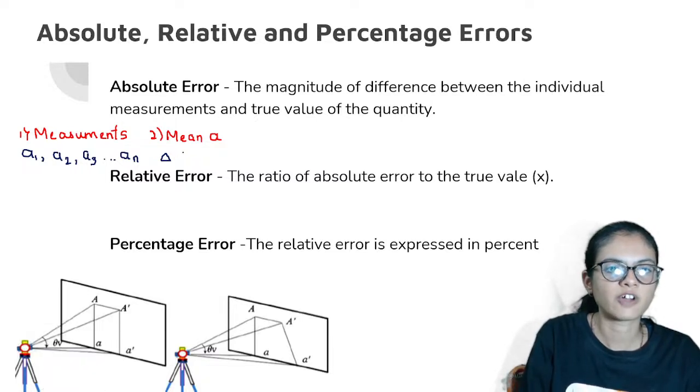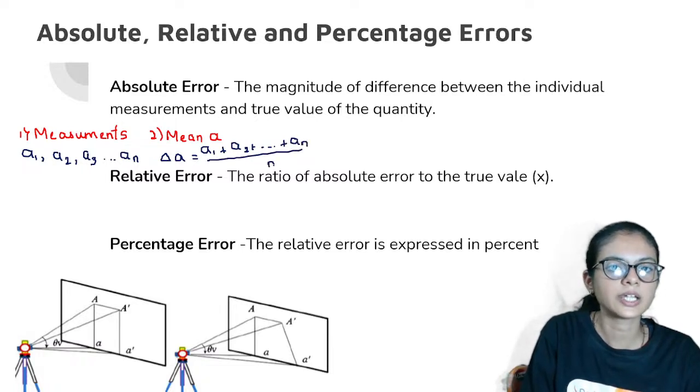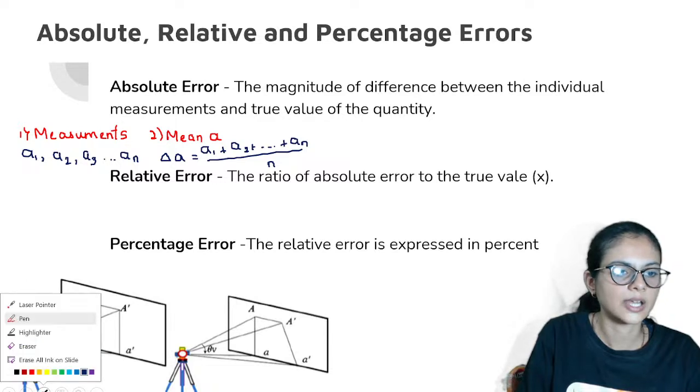Okay, first I will find the mean of these quantities, that is a1 plus a2 plus a3 and so on plus an divided by n. This is the mean, right? So second step is done.